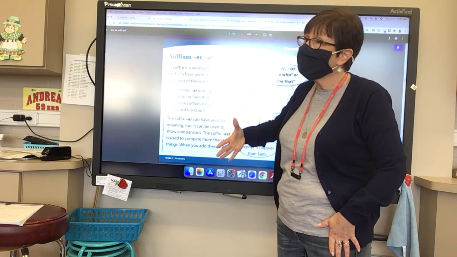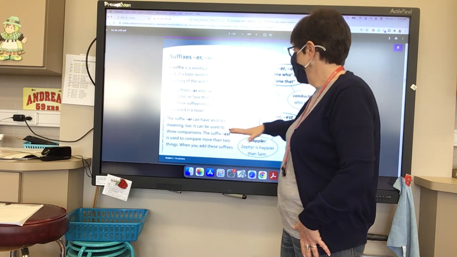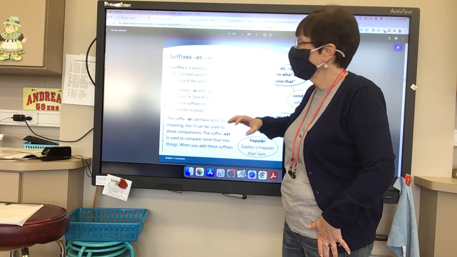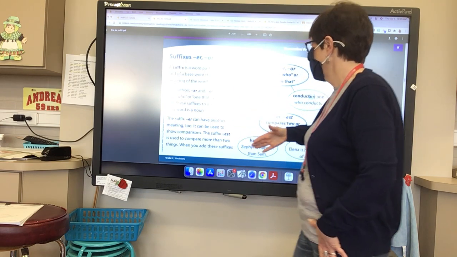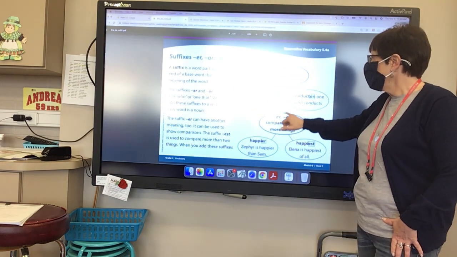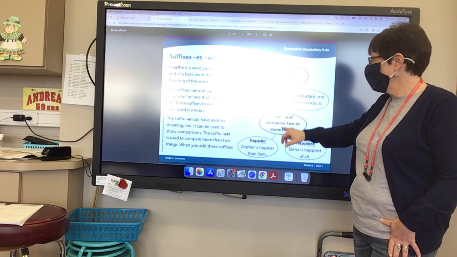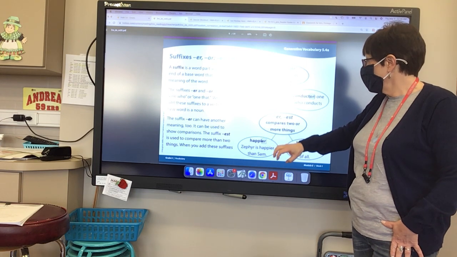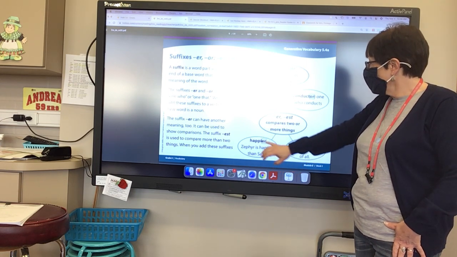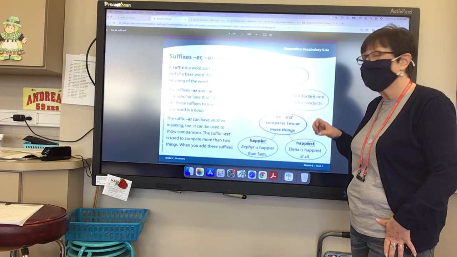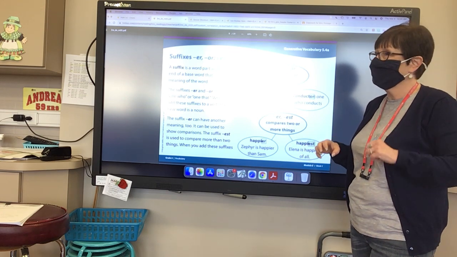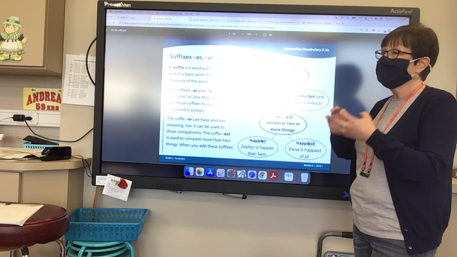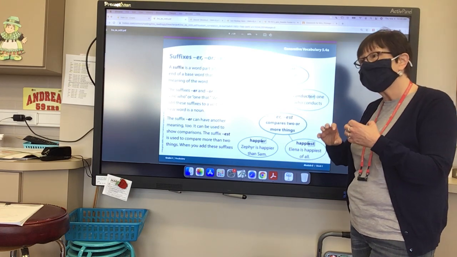Now, er can also have another meaning. It can be used to show comparisons. We can also have est. It's used to compare more than two things. So let's look. Er and est compare two or more things. When we use er, we're comparing two things. Oh, look, we have Zephyr is happier than Sam. Zephyr must be somebody's name. So we use er to compare two things.